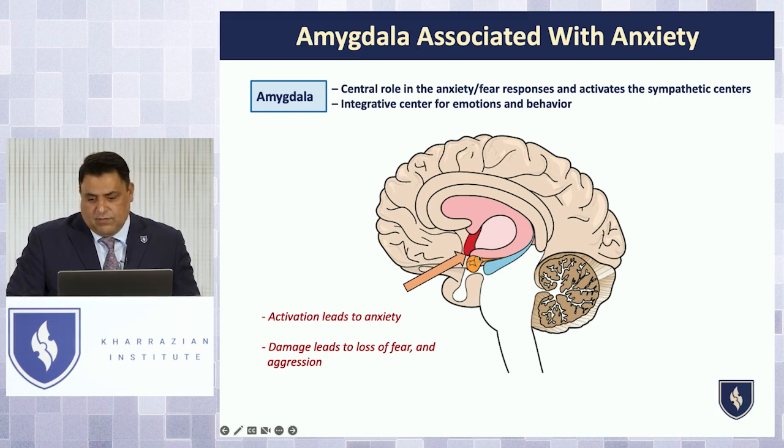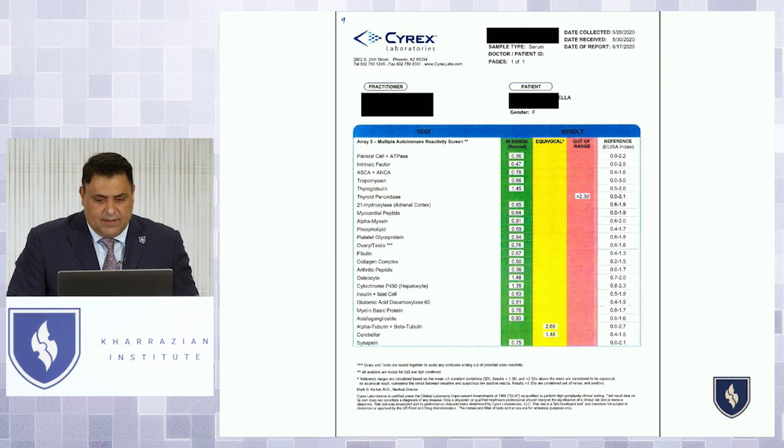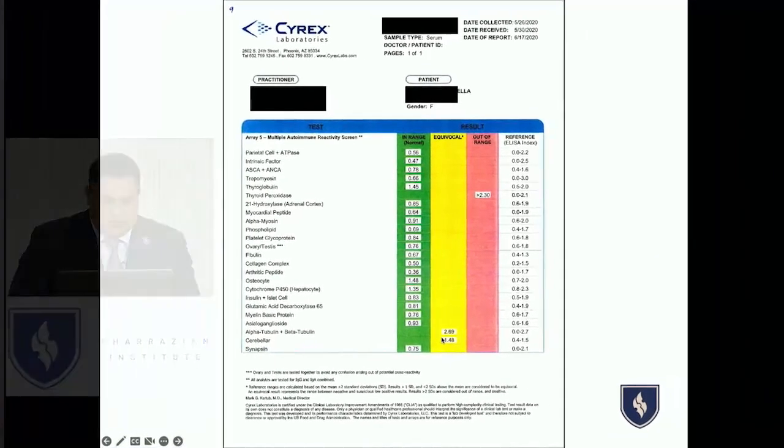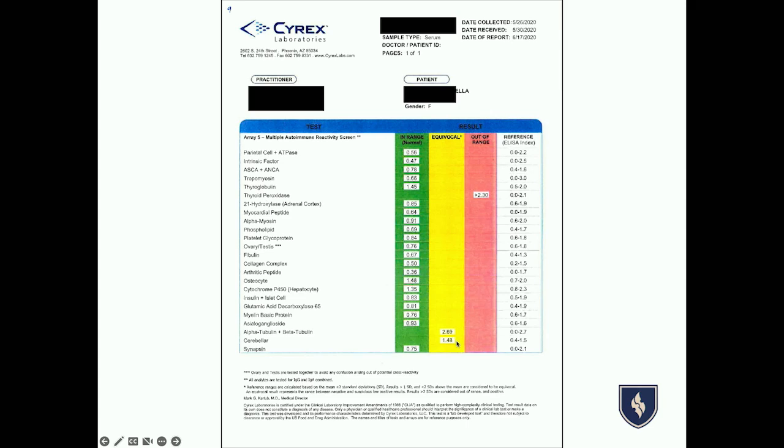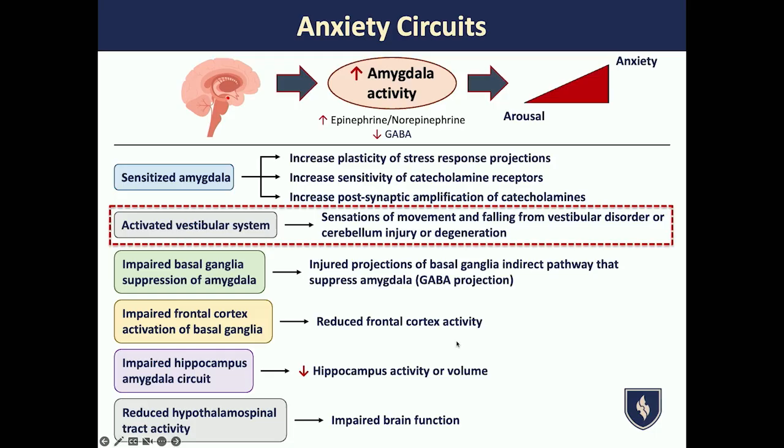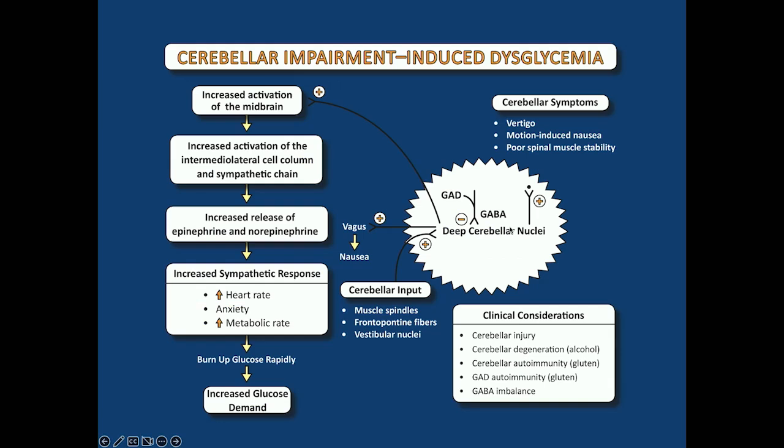Now, when you review her past medical records, you see someone ran a lab test, and look at this. She has Hashimoto's, but she also has cerebellar antibodies. And this is really important for us because right away we go, hey, there's a pathway that triggers the amygdala. If the vestibular cerebellar system is injured, then there's increased input to the midbrain sympathetic centers, and a person has sensations like they're falling all the time. Their sympathetic system is going to go nuts, and it's going to drive their epinephrine, norepinephrine levels, which is going to keep activating and sensitizing that amygdala.